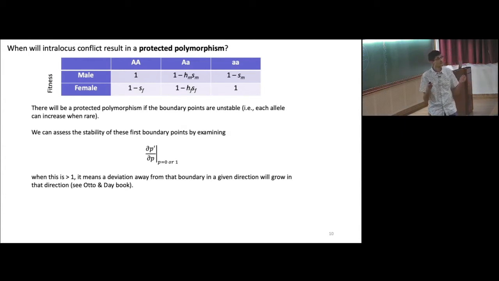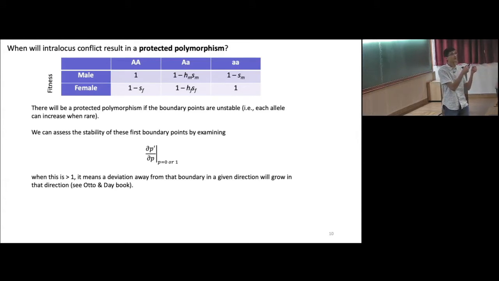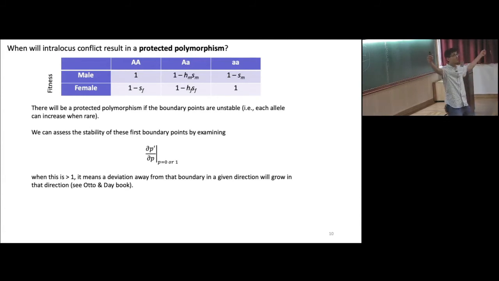And so the idea is, are those boundary points stable or are they unstable? And if they're unstable, that means anytime you get close to the boundary, you're going to be held away from that boundary point. So the idea is let's see if we can find conditions where both of the boundary points are unstable, and that will mean that selection is going to protect the polymorphism, or at least it should do in this deterministic model. Okay.